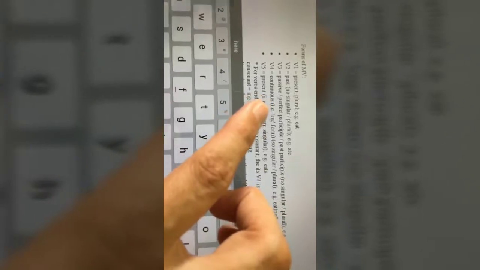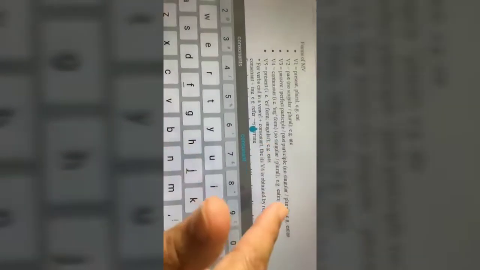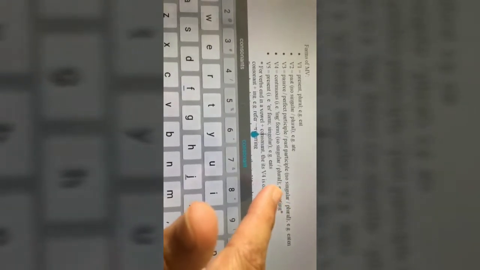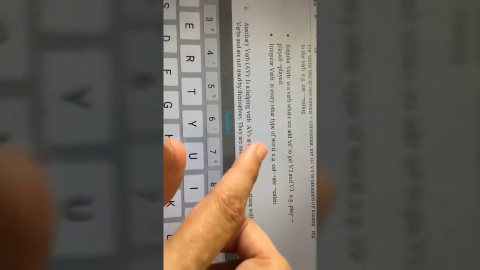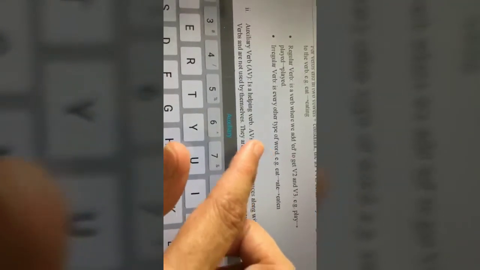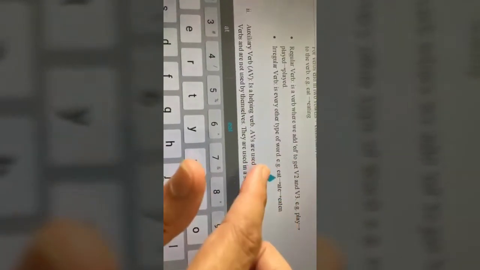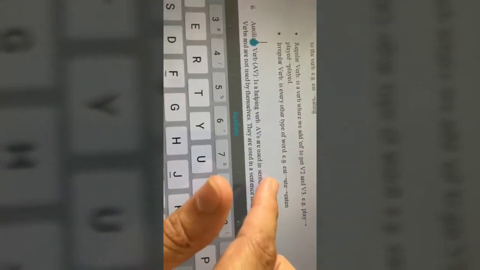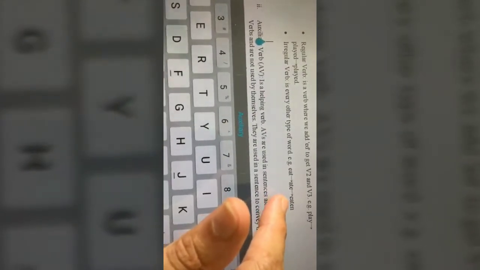In V3 also, for example, where we talk about the passive or the perfect participle or the past participle, the V3 form of the verb play is also played. They had played the game. He had played the game. So whether the subject is singular or plural, V3 of play remains played. So what are irregular verbs? An irregular verb is every other type of verb where we don't add ed to get the V2 and the V3. For example, eat. The past tense of eat is ate, and the past participle, or the passive form of eat, is eaten, as we already saw.